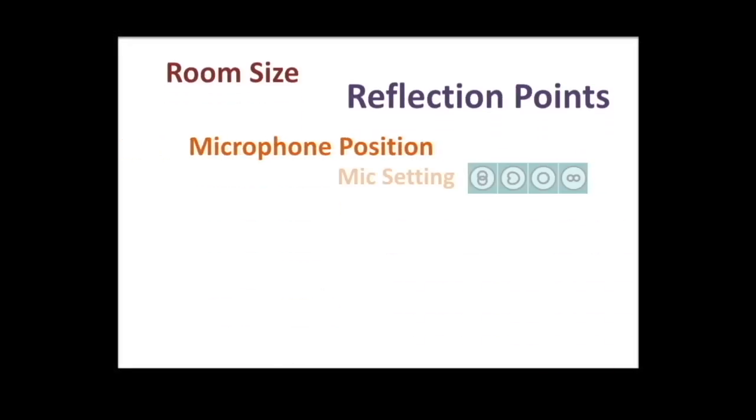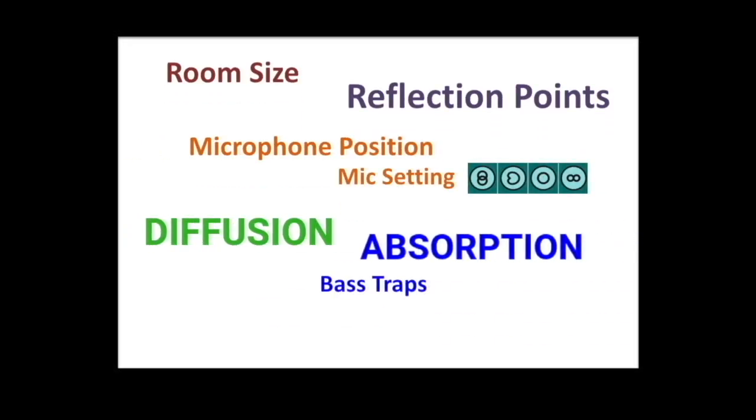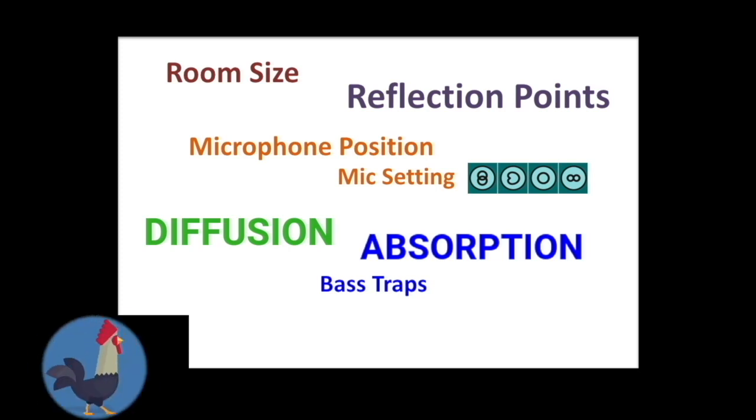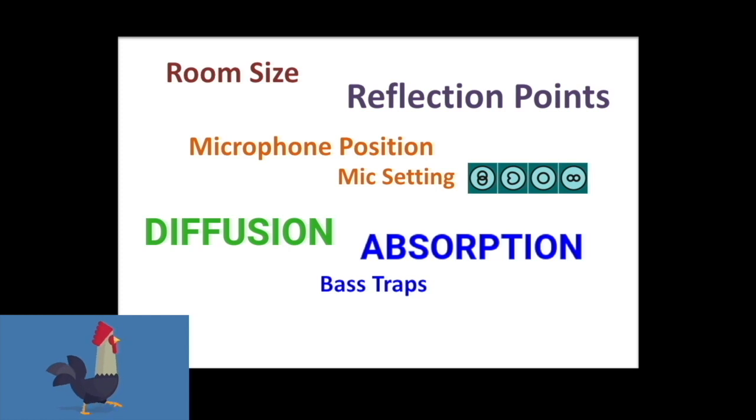So there are many factors to consider when it comes to acoustic treatment: room size, reflection points, microphone position, various settings for the microphone, diffusion, absorption, and something called bass traps. When it comes to diffusion and absorption, it's not an either-or kind of decision. As a matter of fact, I've noticed many folks use a combination of diffusion and absorption. And as you may have guessed, I have an absorption video as well. You may want to check it out. Oh yeah, I have not forgotten. Here's my take on the whole egg carton thing.